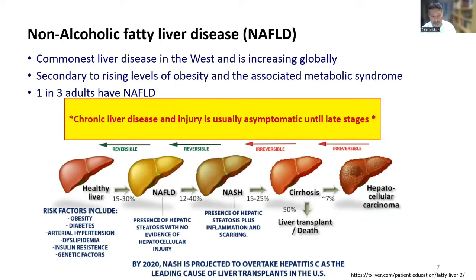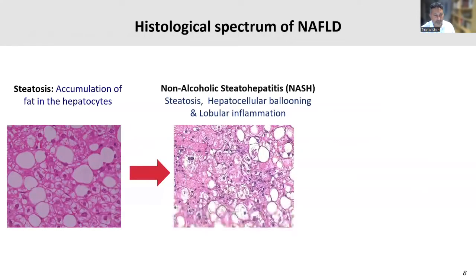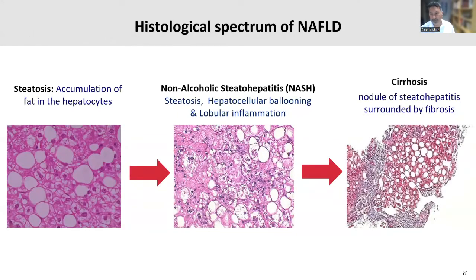Just to show you the histology, hepatologists like looking at biopsies, so just bear with me while I show some pictures. This is simple steatosis, simple fatty liver, which can, in a proportion of patients, progress to NASH, where there's not just fatty liver, but ballooning of cells and lobular inflammation, and a proportion of these patients will go on to develop cirrhosis. In this trichrome stain, you can see the scar tissue here and here. So there's a nodule of liver, which is inflamed, surrounded by scar tissue, which is cirrhosis.